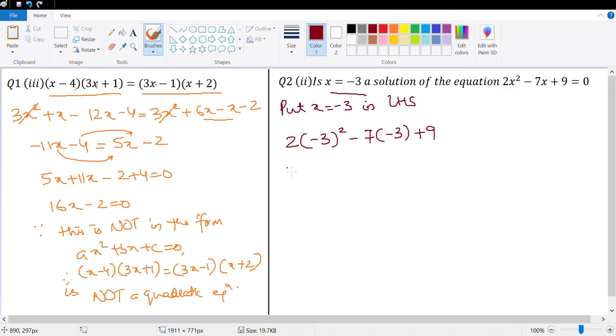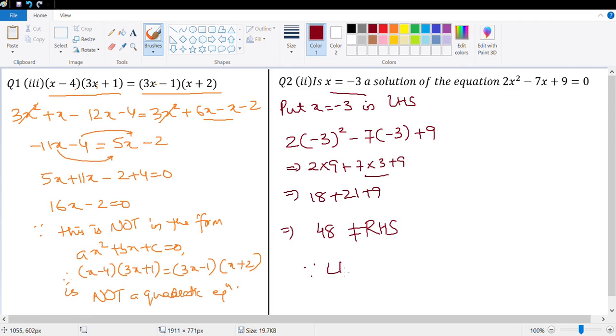This is 2 into 9 plus 7 into 3 plus 9. 2 into 9 is 18, 7 into 3 is 21 plus 9. So this is 30 plus 18, 48, which is not equal to RHS. Since LHS is not equal to RHS, therefore x is equal to minus 3 is not a solution. Some people also call the solution as root, so these are interchangeable words.